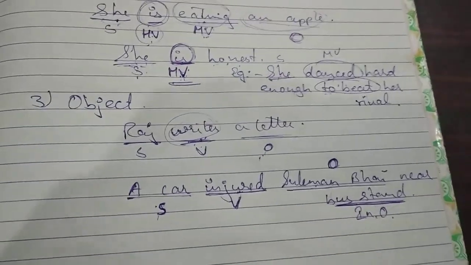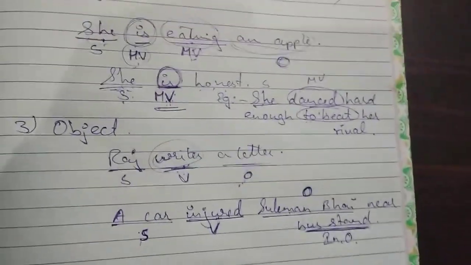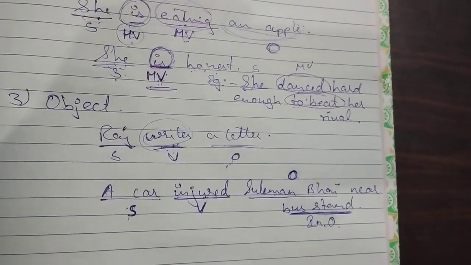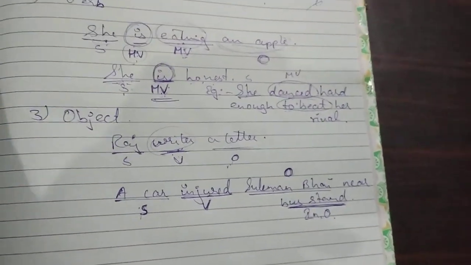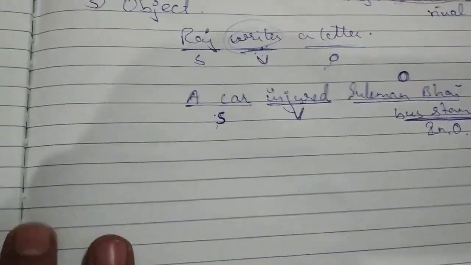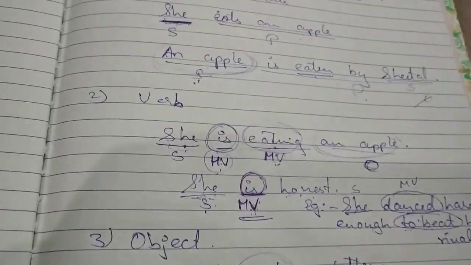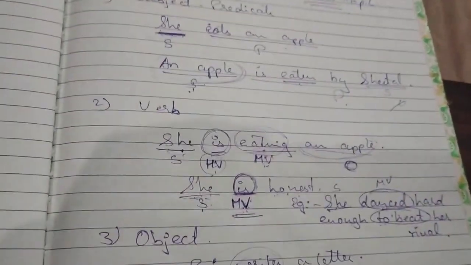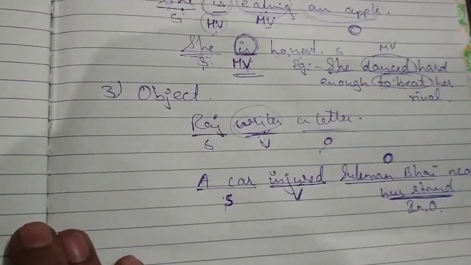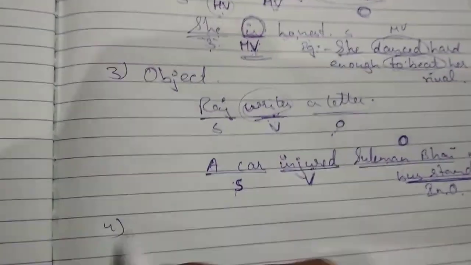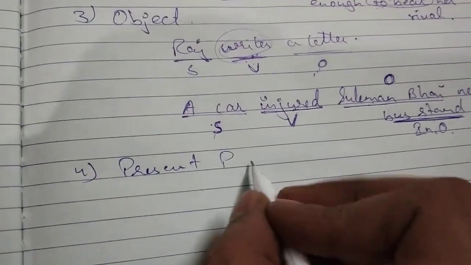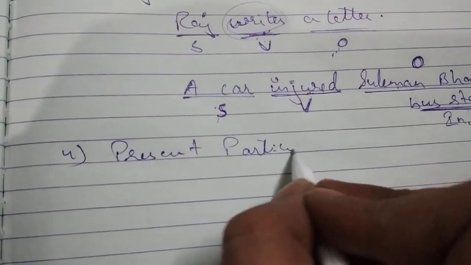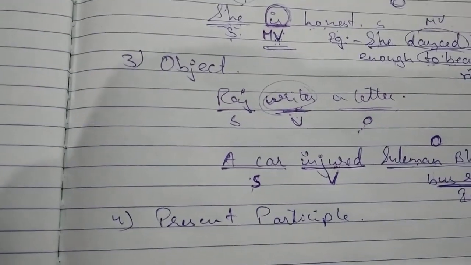Hope so you are understanding. Okay. Now moving on to next point. Now see, we have cleared our subject and predicate. We have cleared what is the verb. We have cleared what is the object. Now number 4, that is present participle and past participle.